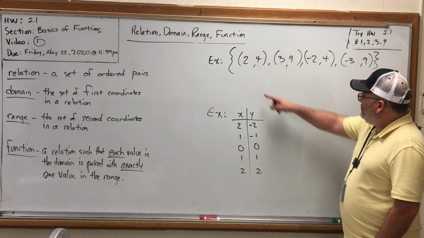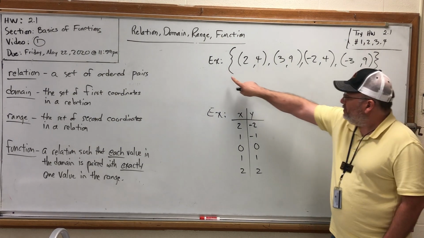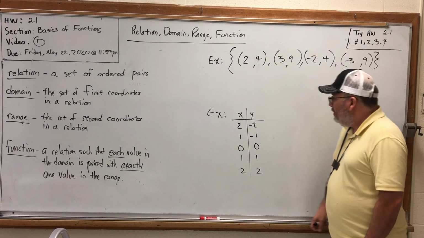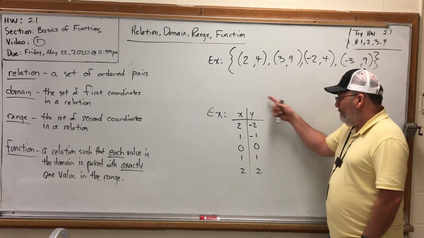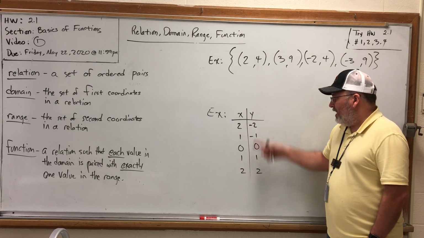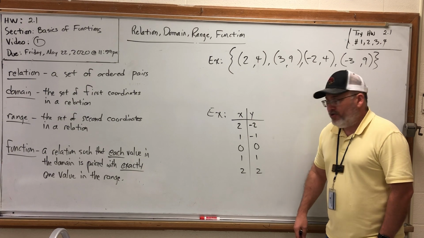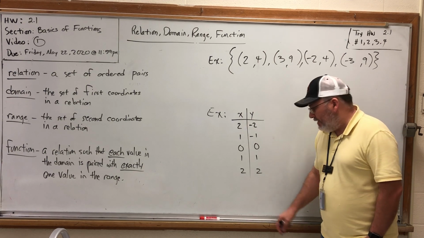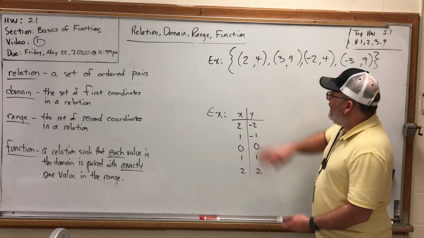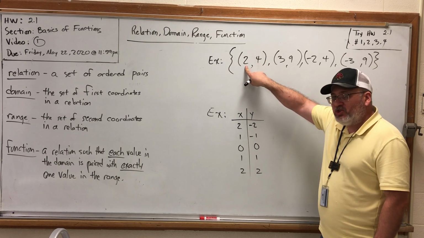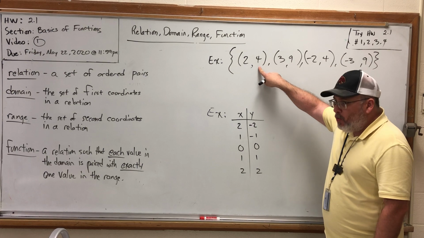When a relation is listed as a set of ordered pairs, it's usually included inside of braces, as most sets are. You can also represent a relation with a table. Now notice that I've labeled the columns X and Y, but the names X and Y are actually arbitrary. They can be called anything that I want. Most people know that in an ordered pair, the first coordinate is usually called the X coordinate, and the second one is called the Y coordinate.